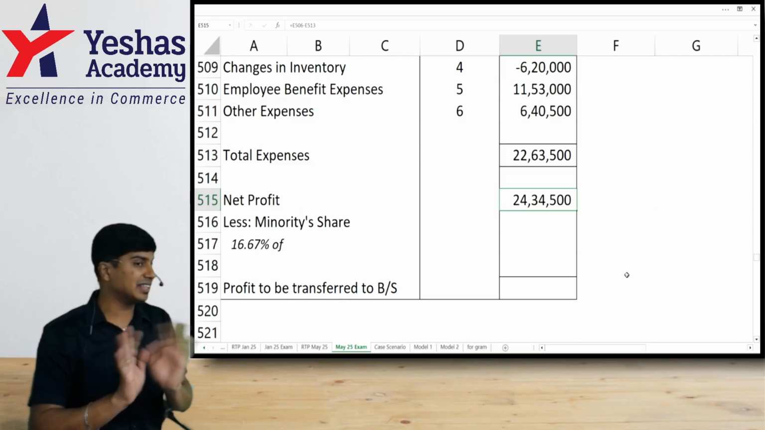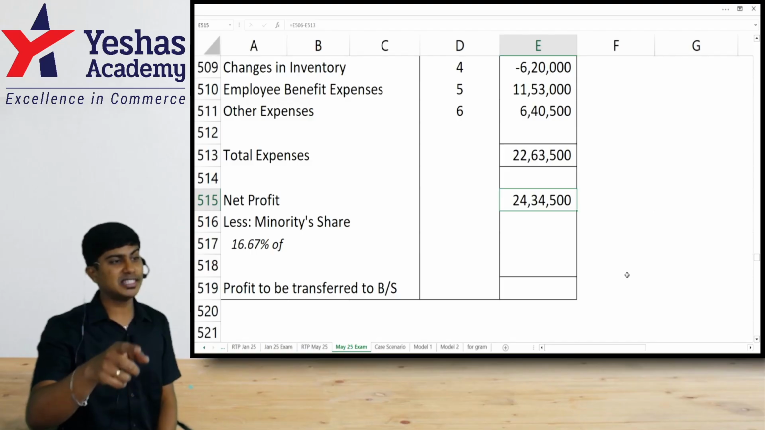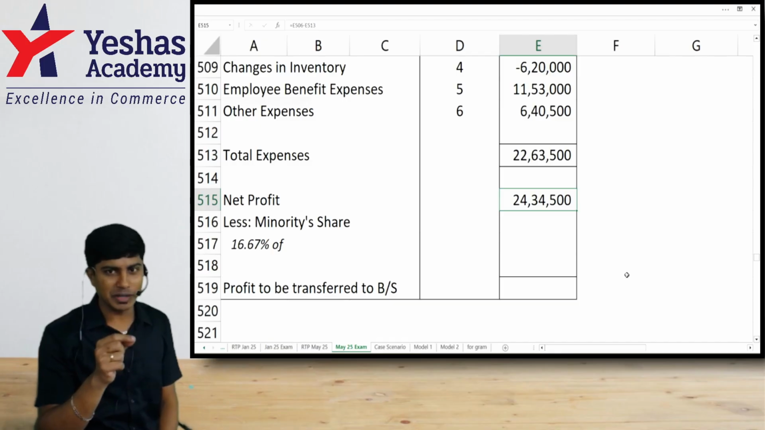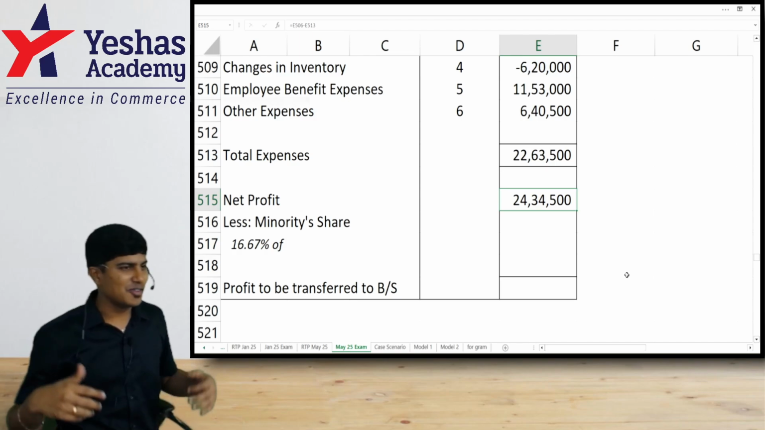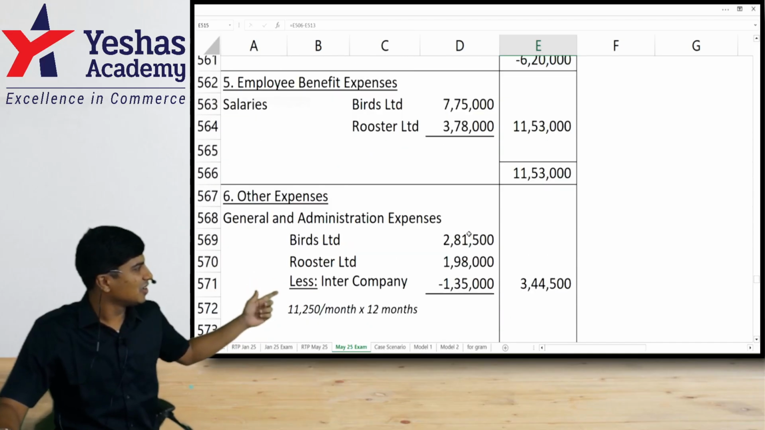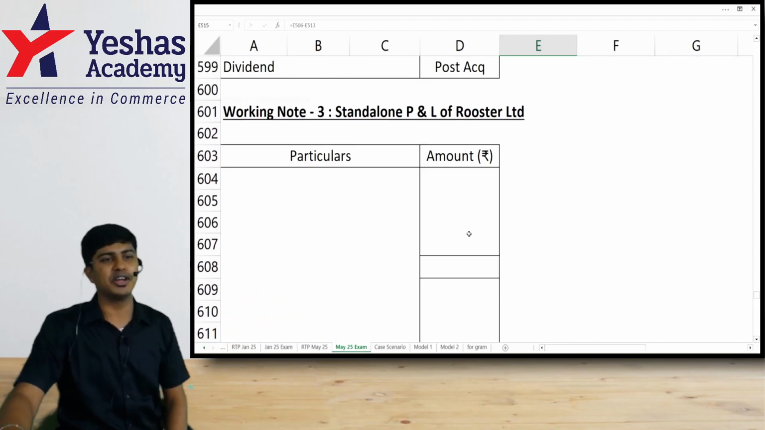Please don't do 24,34,500 into 16.67. 24,34,500 is the consolidated entity's profit. I should take 16.67 percent of the subsidiary's profit. The subsidiary's profit, they have not given the subsidiary's P&L. Welcome to working note number 3, where you are going to prepare the standalone profit and loss statement of the subsidiary.